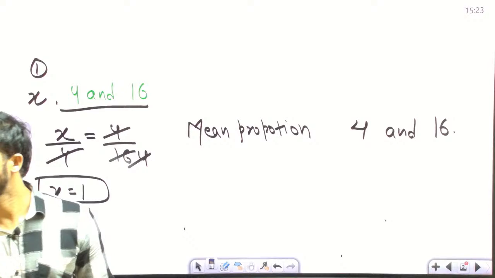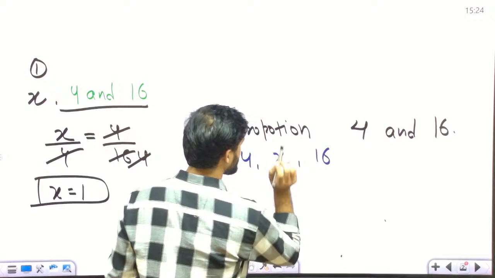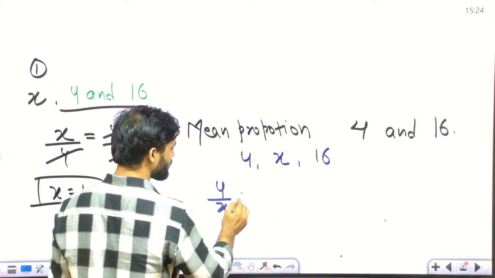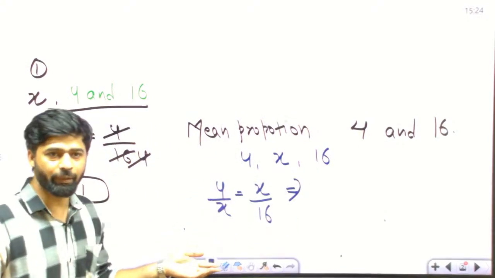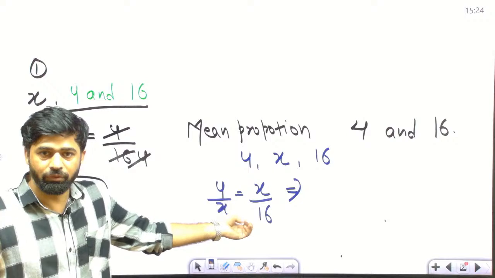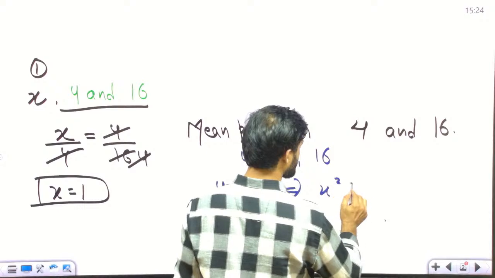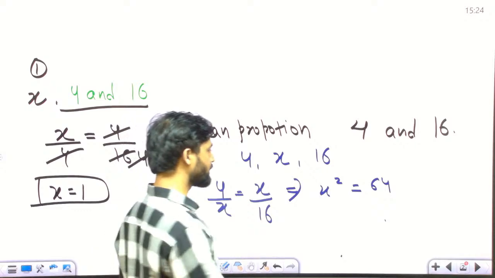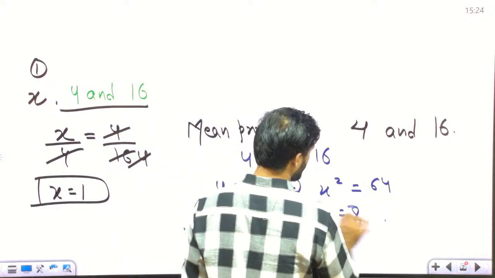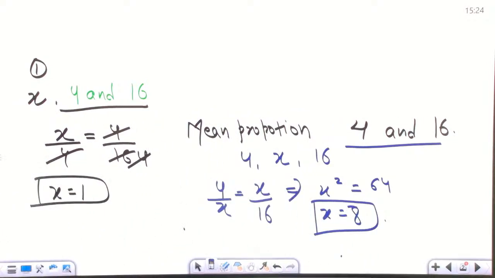at which place? Second place. So this is 4, x and 16. So the arrangement will be 4 by x equals to x by 16. Then if we do cross multiplication, this will be x square equals to 16 into 4, that is 64. So I can write it like x square equals to 64, and 64 is the perfect square of 8. So the answer is 8, or we can say the mean proportion of 4 and 16 is 8. Any problem? Very good.